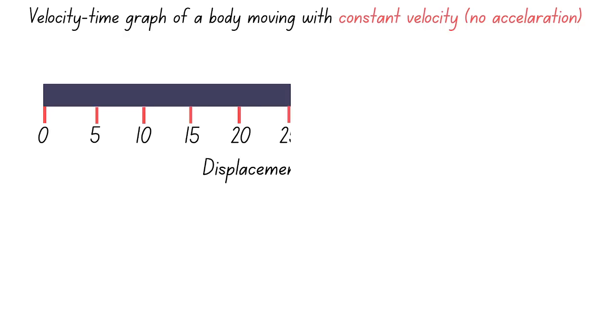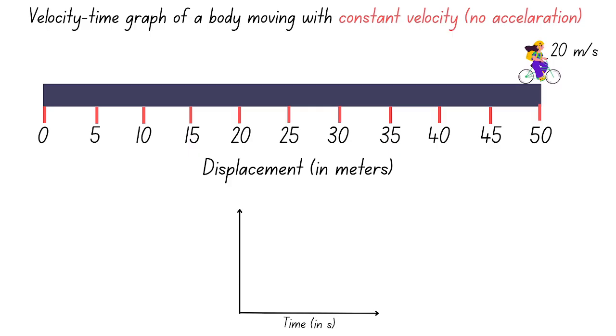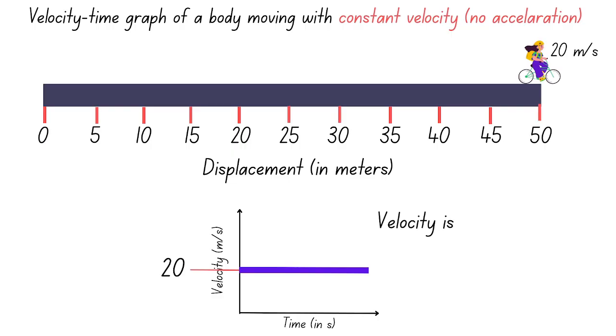Let us understand the velocity time graph of a body moving with constant velocity or no acceleration. Guess the nature of the velocity time graph of a lady cycling at a constant velocity of 20 meters per second. Yes, that will be a straight line parallel to the time axis. The graph shows a constant velocity of 20 meters per second.